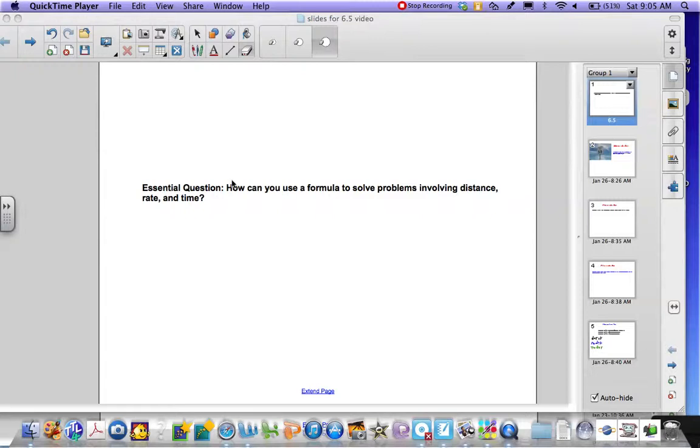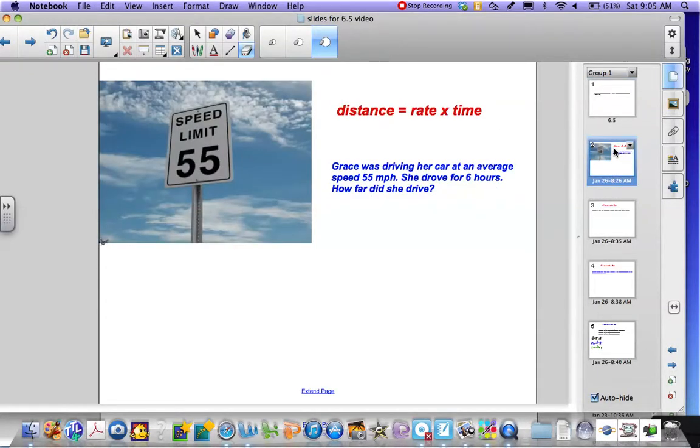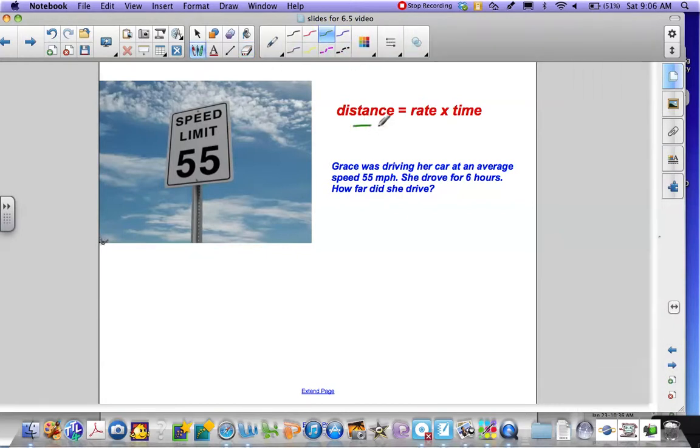Okay, how can you use a formula to solve problems involving distance, rate, and time? Let's start by looking at a couple of easy examples to help you make sense of this. The formula we're going to use is distance equals rate times the time.